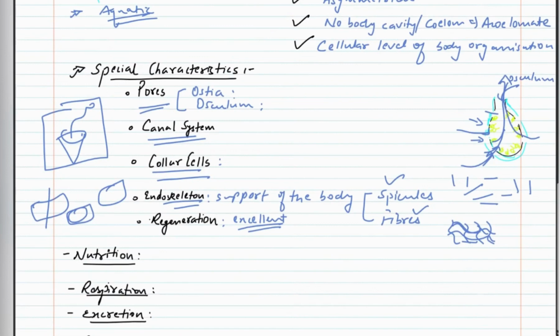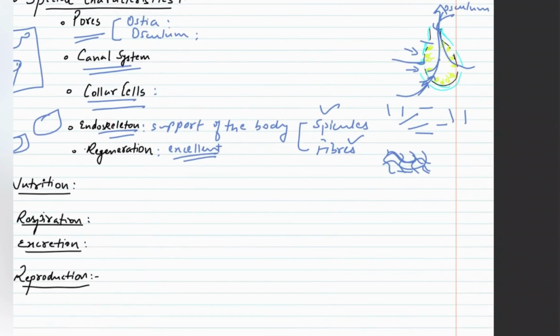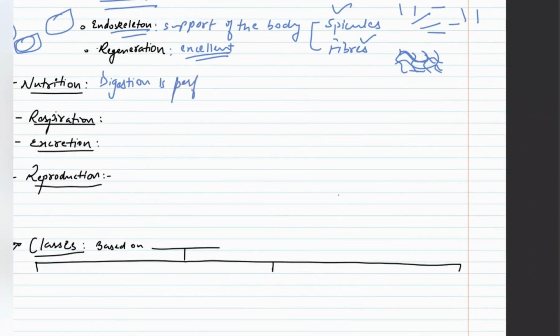Now, talking about nutrition in sponges, nutrition is acquired through the water canal system. All the water that enters through the ostia contains some food particles which are captured by these collar cells, and digestion is performed by choanocytes. Choanocytes or collar cells not only capture the food particles but also perform the function of digestion.